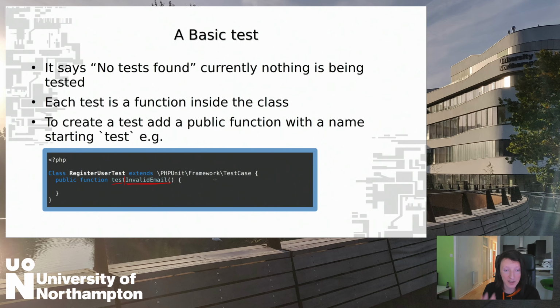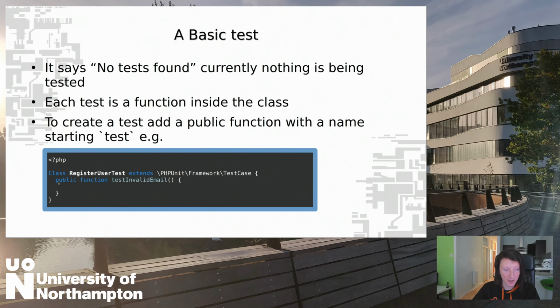And it's good to give it a descriptive name, because if the test fails, it tells you the name of the function that failed. So if you call this just test1, it will say test1 failed. Whereas if you call it test invalid email, it will say test invalid email failed. And you'll then know roughly what was wrong. So it's good to give it a descriptive name. And you don't ever need to write the function name again. So it doesn't really matter if you make it really long and unwieldy, because you never need to write out the function name. It's called automatically by PHPUnit.